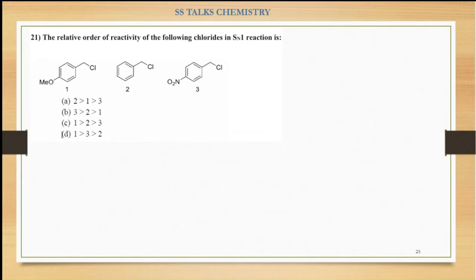That says: the correct relative order for the reactivity of the following chlorides in SN1 reactions. So for the SN1 reactions, basically what happens in the SN1? You have the alkyl halides.